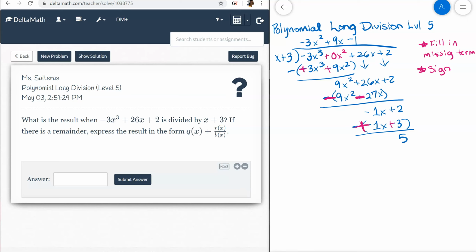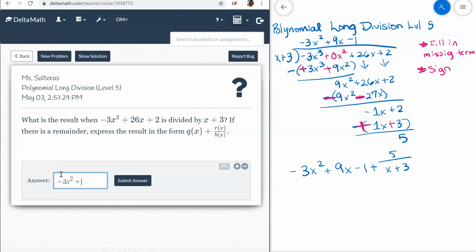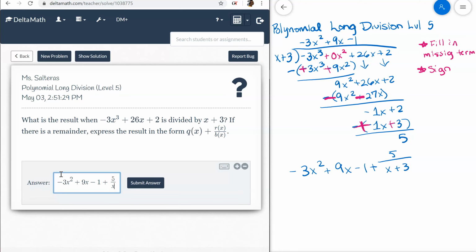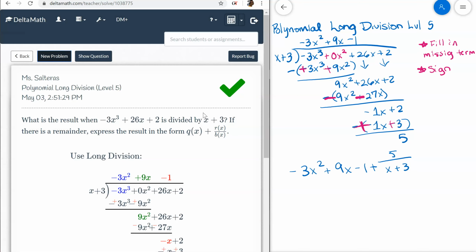So we're going to go ahead and write that out. Here is our quotient, negative 3x squared plus 9x minus 1, plus 5 all over our divisor x plus 3. So we're going to fill that in: negative 3x squared plus 9x minus 1 plus 5 divided by x plus 3. Okay, submit, press yes. Nice.